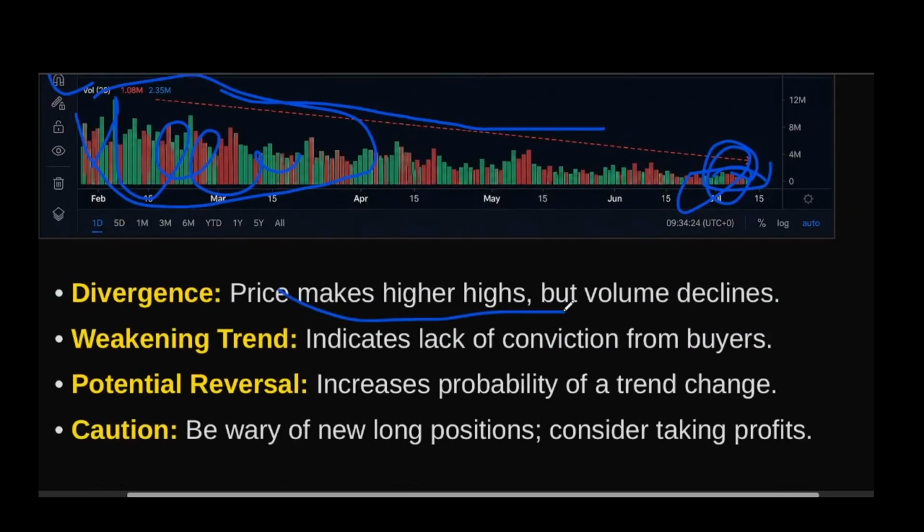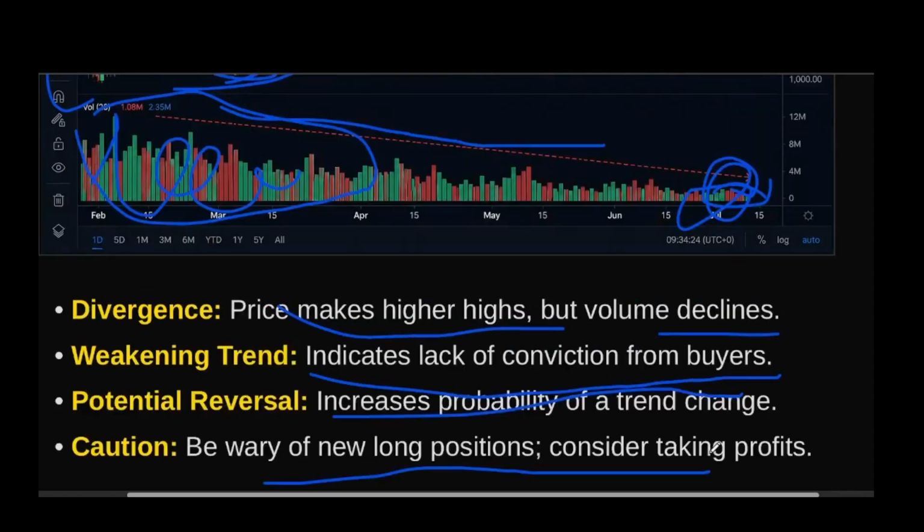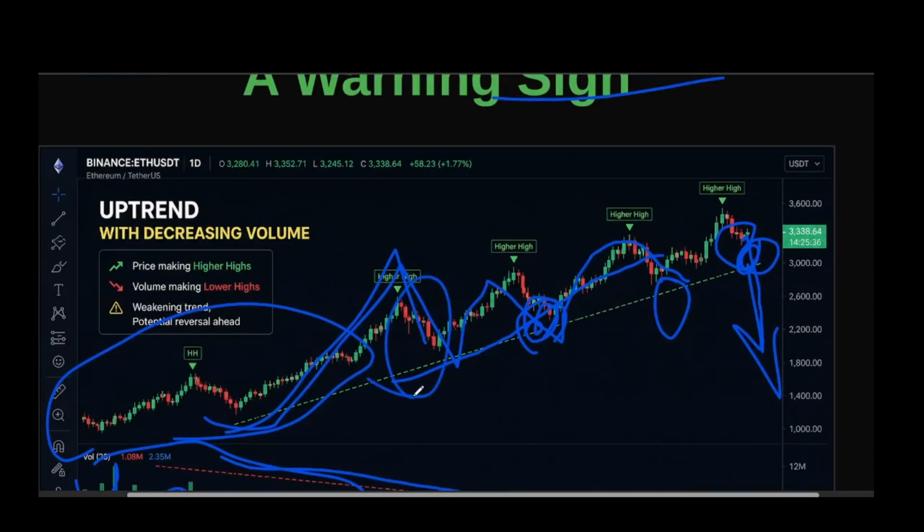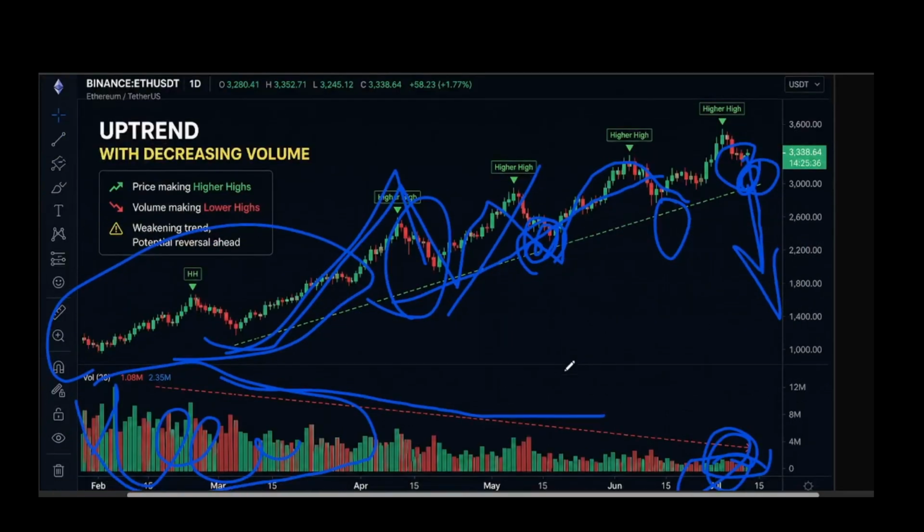Price makes higher high, but volume declines. Indicates lack of buyers. Increased probability of trend change. Be aware of new long positions. Consider taking profits. If you have already entered in some of the high, start booking your profit when you see volume has decreased a lot. Or if you are in starting phases and you see volume is spike and volume is increasing and market also is going up, then it is a good sign for you to enter.